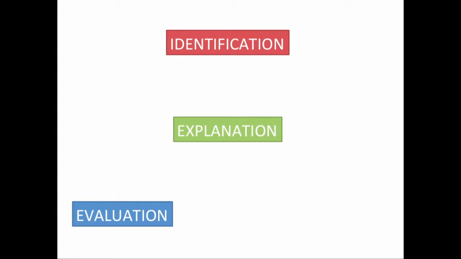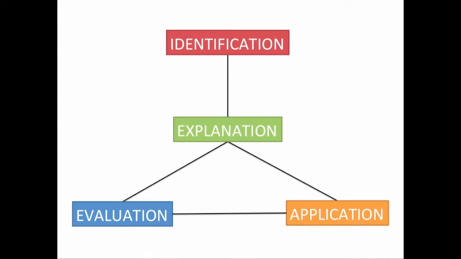The Level Up scaffold has 4 levels. Level 1 is identification. Level 2 is explanation, and level 3 has evaluation and application in it. I like to join them by these lines to show that they actually have a relationship between the different levels.